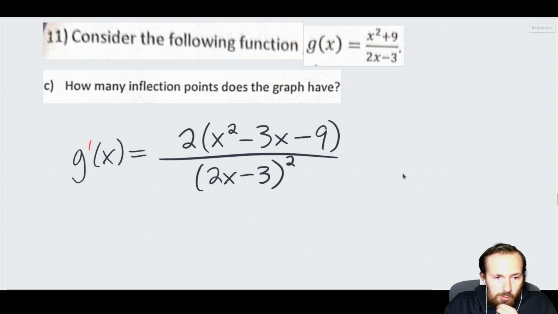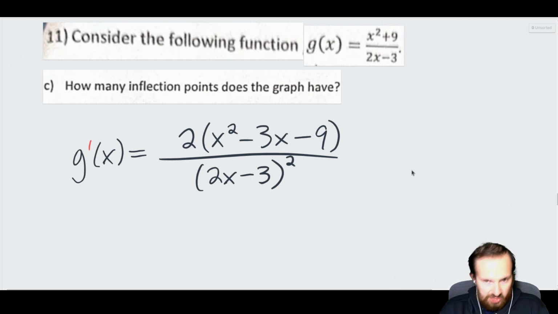So here in part C, they want us to find how many inflection points the graph has. So let's get crystal clear on the definition of an inflection point. An inflection point is a point on the original graph where the function changes concavity. What does it mean to change concavity? Again, I have other videos explaining what concavity is and why it makes sense, but basically it means the sign of the second derivative changes.